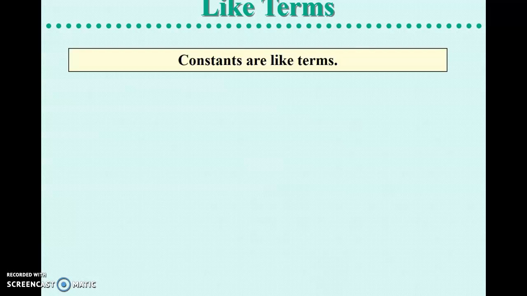Constants are like terms. So a number without a variable, obviously they're going to be added or subtracted. All right, I want you to hit pause on your laptop, and I want you to do the three examples at the bottom of your page right there. Tell me which terms are like, write them on the line, and then turn it back on and check your work.